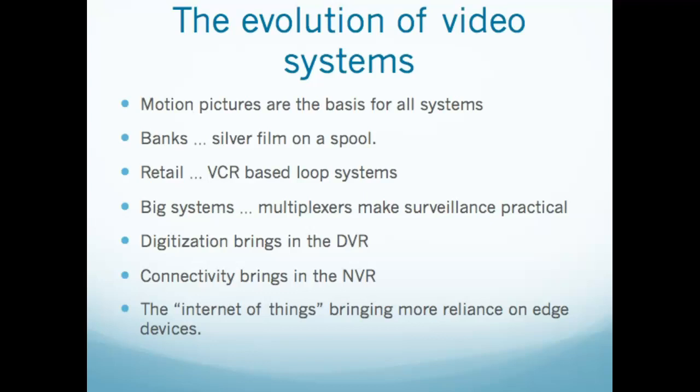And then digitization brought in the DVR, the digital video recorder, which you may have on your TV set still today if you have somebody like Comcast or Spectrum. And then the NVR, which actually records it remotely somewhere else, and you pull it off the cloud. And then the Internet of Things is really bringing more reliance on edge devices, and we're finding that some of those boxes may or may not be required. And we'll get into that here in just a second.